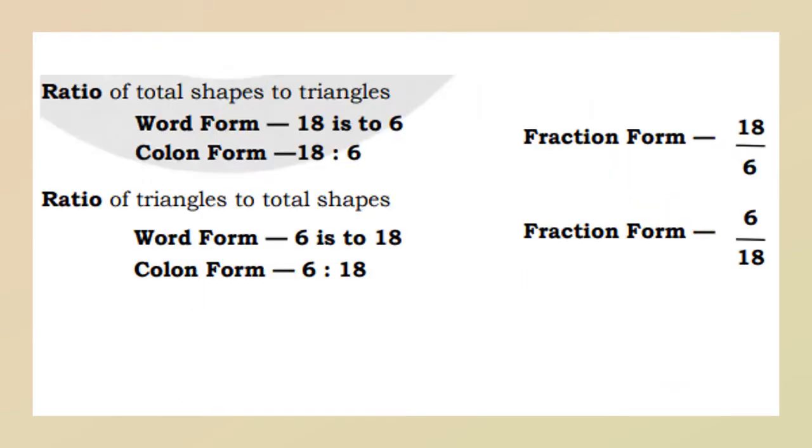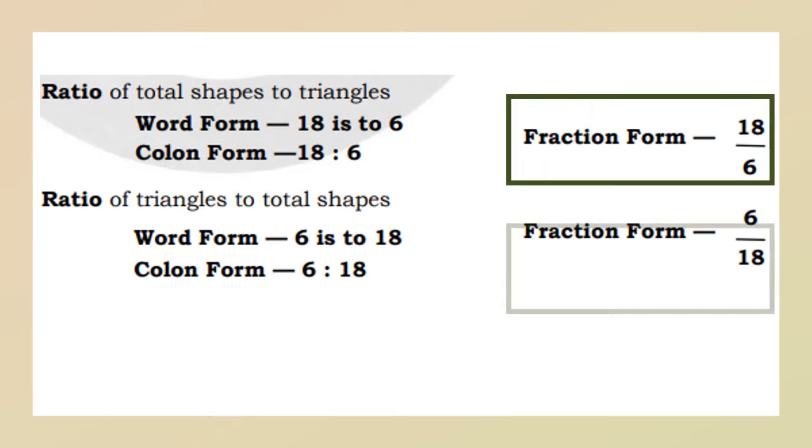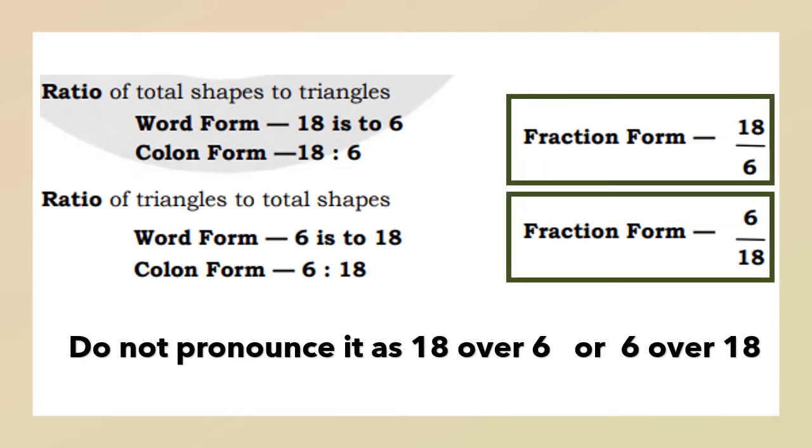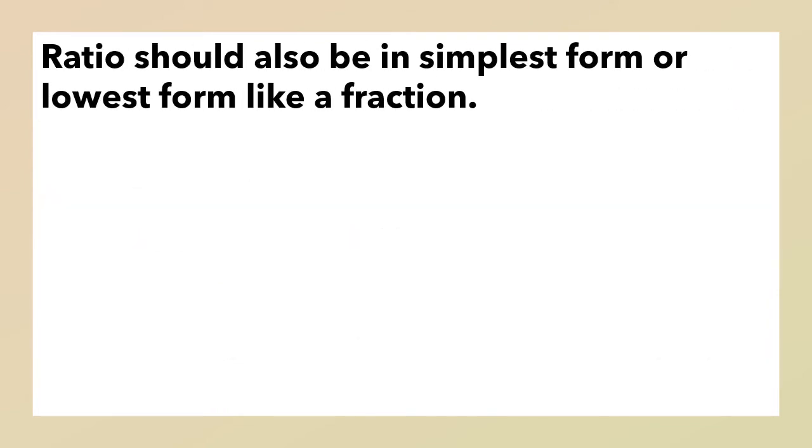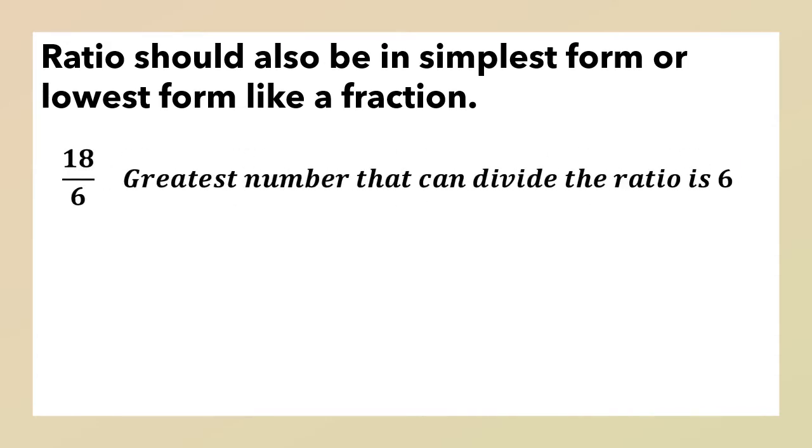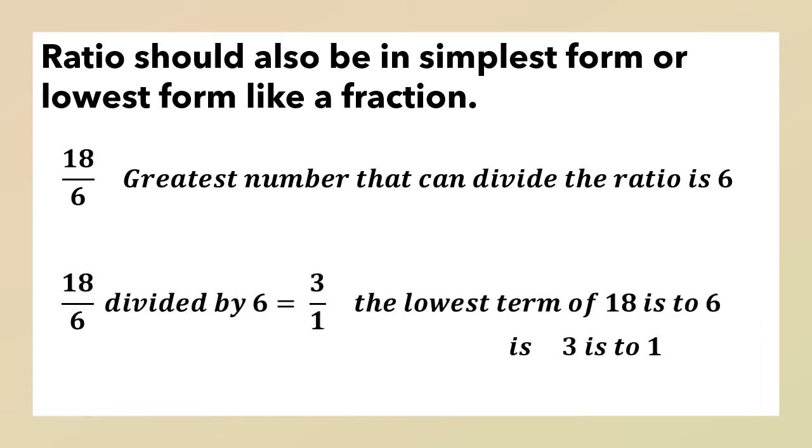Even if the ratio can be written in fraction, you will still say 18:6, 6:18. Do not pronounce it as 18/6 or 6/18. Ratio should also be in simplest form or lowest form like a fraction. In 18:6, the greatest number that can divide 18 and 6 exactly is 6. 18:6 divided by 6 is 3:1. Therefore the lowest term of 18:6 is 3:1. If the ratio is already in simplest form, no need to simplify.